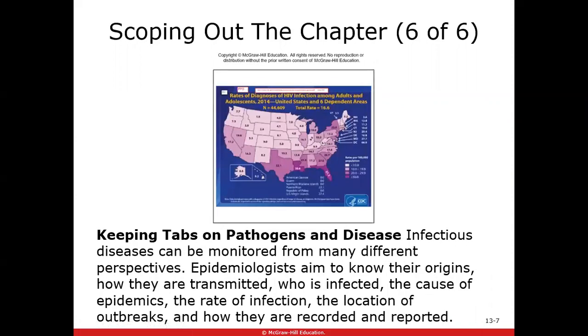Okay, keeping tabs on pathogens and disease. Infectious diseases can be monitored from many different perspectives. So epidemiologists aim to know their origins, how they are transmitted, who is infected, the cause of epidemics, the rate of infection, and the location of outbreaks and how they are recorded and reported. It's an epidemiologist.